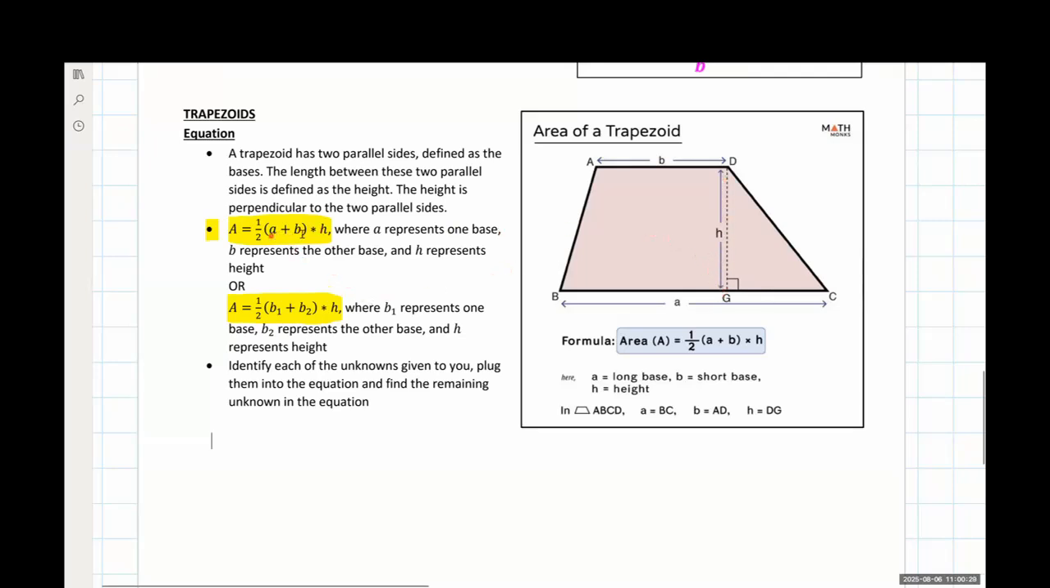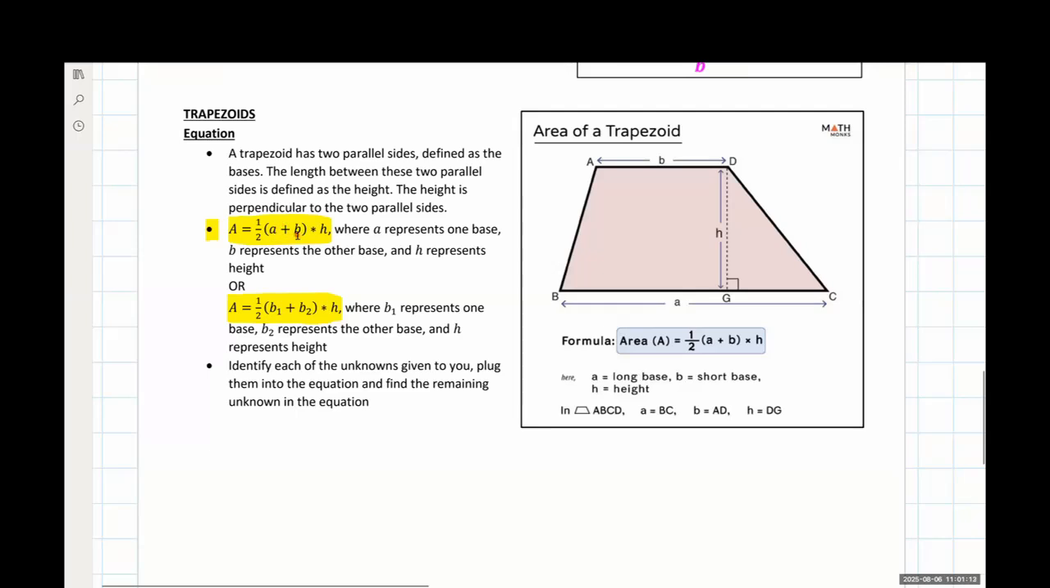Now, as we're noticing here, our first equation has A and B. The second equation has B1 and B2. All this does is represent, for this equation, A represents one of the bases and B represents the other base. In the second equation, B1 represents one base and B2 represents the other base. So you could use A and B, B sub 1 and B sub 2, or X and Y. It's your call, but what it's really getting at is that I have two base values that I'm going to be plugging into this set of parentheses here.